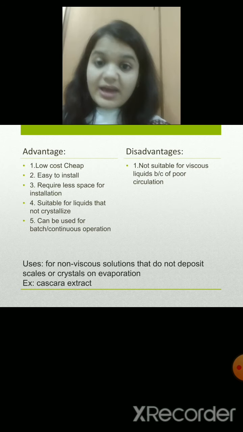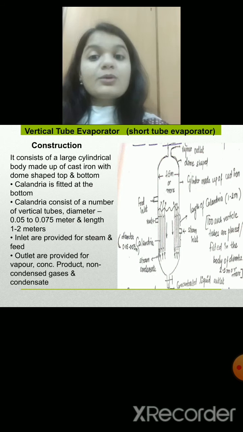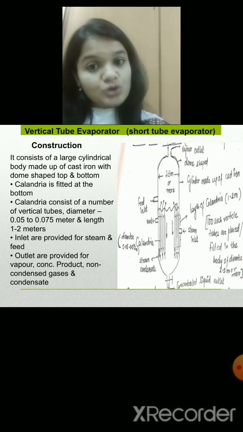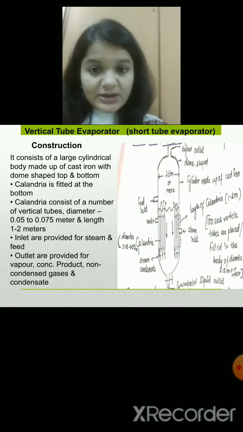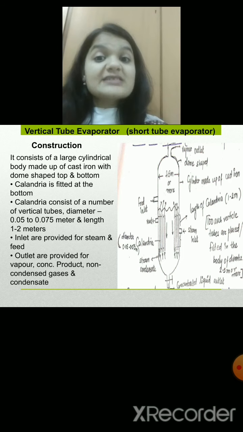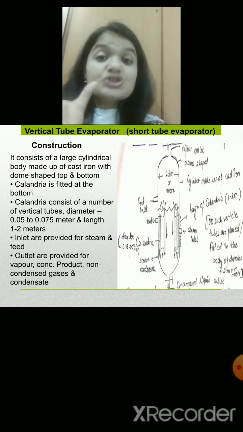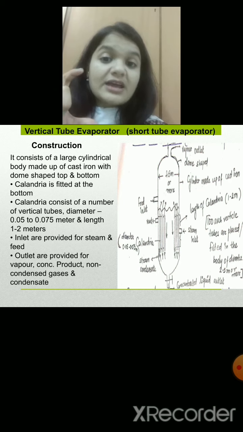Example, cascara extract. Now we'll move forward with the vertical evaporator, which is similar to that of the horizontal tube. It is also known as short tube evaporator. Now, the construction is more or less the same as that of the horizontal tube. The only thing is, in horizontal tube the tubes are arranged in a horizontal fashion, but here tubes are arranged in a vertical manner.